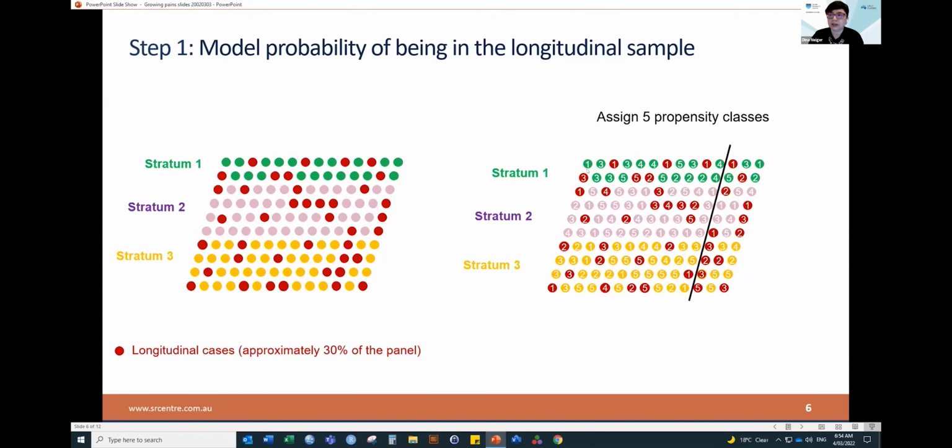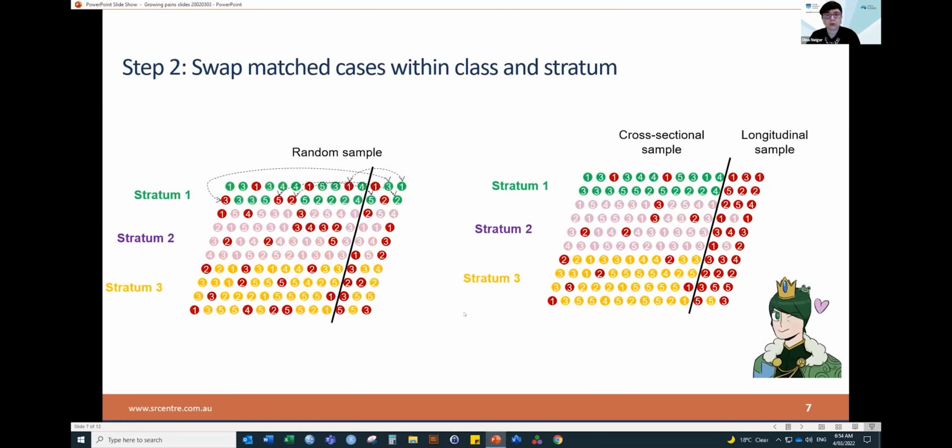As you can see, within each stratum, some of the longitudinal respondents were more like the cross-sectional in the same class, and some weren't. So once we were able to assign the probability of being in the longitudinal sample, we were then able to swap those respondents in and out of the random sample and the longitudinal sample to create this objective for us, where we had two random cross-sectional samples, but one heavily biased towards longitudinal respondents.